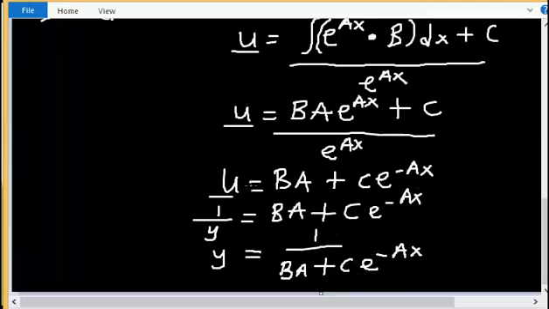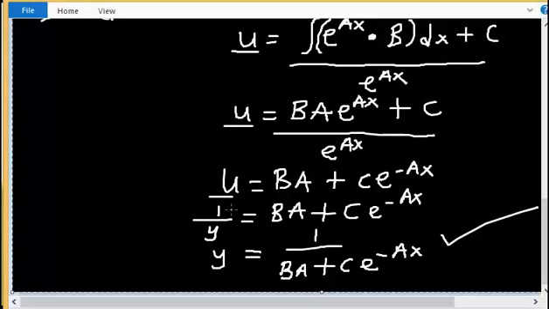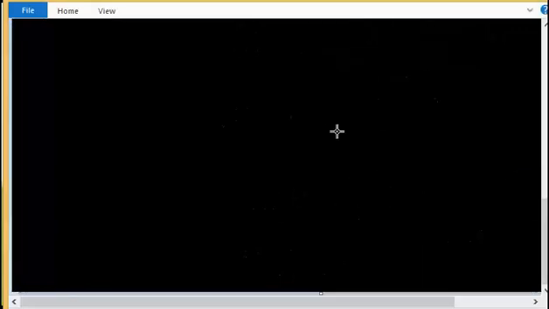Okay, so I hope you understand. That is my answer. I still have another question that I will need to solve. This one goes like this: 2xy prime is equal to y square minus x square. So let's do justice to that. I'll clean up now so that we can work.